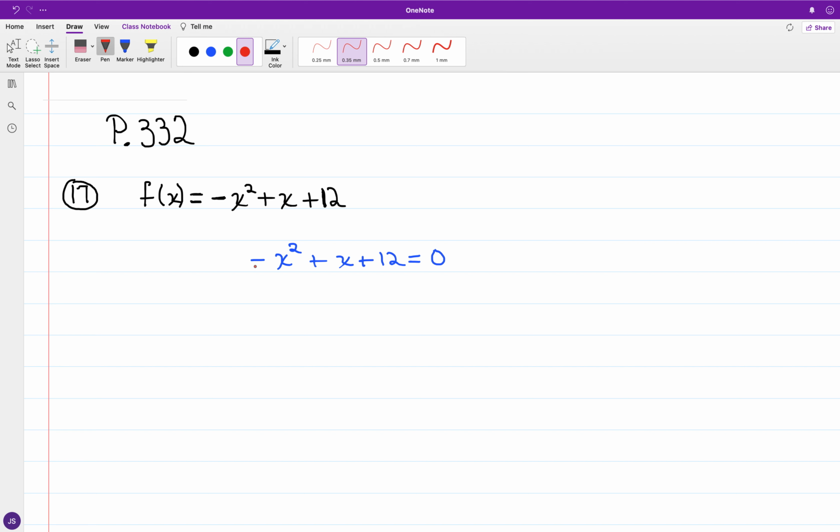So if I just rewrite what I have here, it will not change the zeros of this particular expression. If I were to multiply the equation by -1, so as to make the first term a positive x squared instead of negative x squared, we're going to have x squared minus x minus 12 is equal to 0.